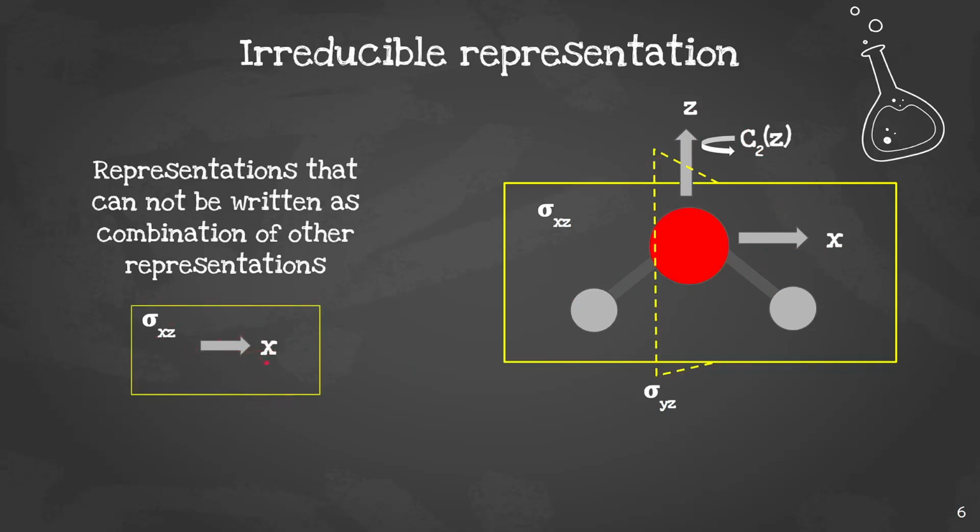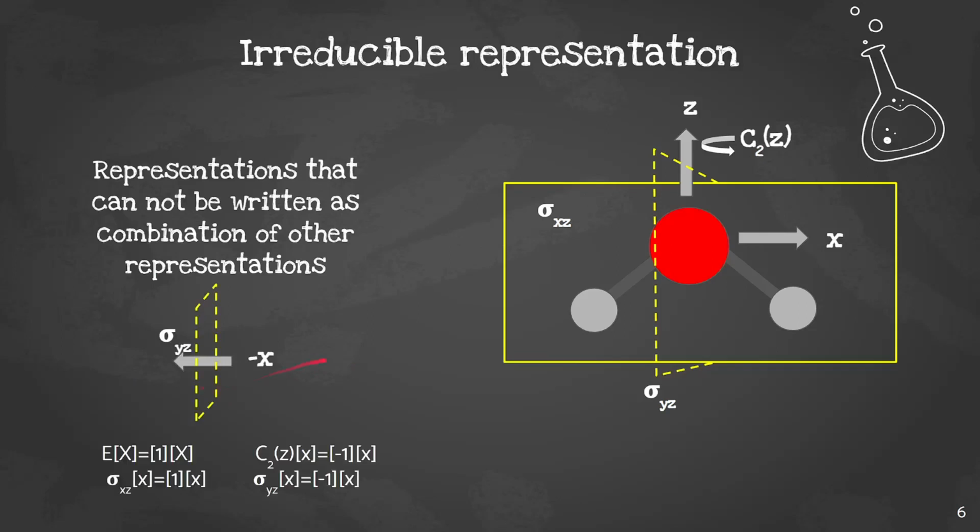It will remain the same. Sigma xz on x will produce x itself. If we apply sigma yz on x, it will again change the direction because it is perpendicular to it. So if we write the matrices for them respectively, the E matrix, as it is not changing x, will produce a 1 cross 1 matrix with 1. C2z, as it is changing the sign, will produce a 1 cross 1 matrix containing a value of -1. The same will be the case for sigma yz, and so the character table will look something like this.